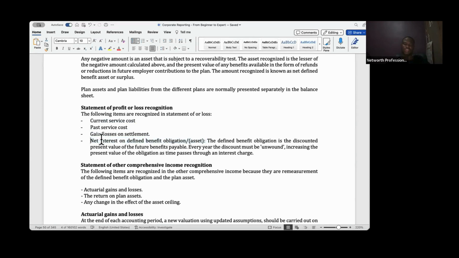And why this net interest is coming up is that whenever we discount, whenever we recognize a present value in the current period, as we move through time, there will be an unwinding of discount. And this unwinding of discount is just accounting for time value of money. We usually recognize it through finance cost or interest, either interest income or interest expense. You'll see how this works. I will show you a very simple way to do that.